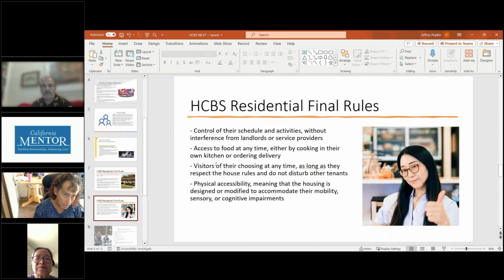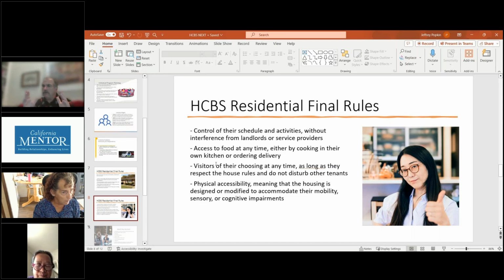People should have control of their schedules and activities without interference from the landlord or service provider. So if I come home from my day program, this is really kind of an issue because usually dinner is prepared at a certain time. So you want to work with the clients and say, okay, here's our home schedule. This is what we want to do, and these are times that you can basically do what you want to do.